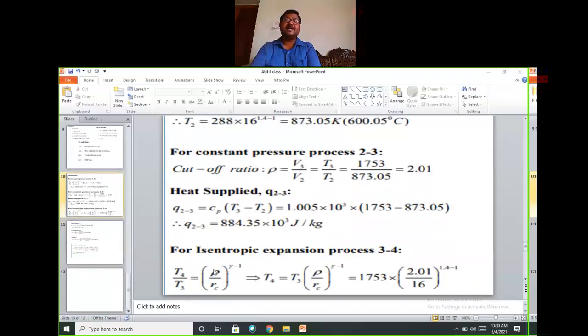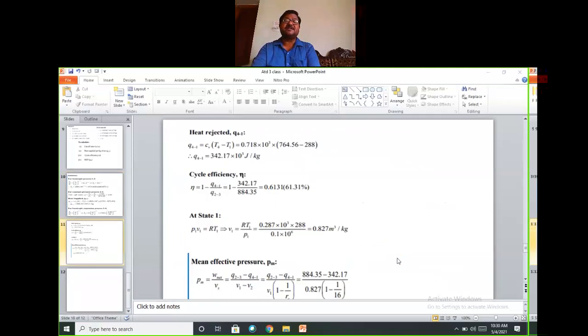Isentropic expansion, 3 to 4: T4 by T3 is equal to rho by rc to the power of gamma minus 1, so T4 is T3 into rho by rc to the power of gamma minus 1. This derivation I did in the diesel cycle, you can refer to that. If you substitute all the things, you'll get the heat rejected, Q4 to 1, which is T4 minus T1 times Cv, 342.17 into 10 to the power of 3 joules per kg.